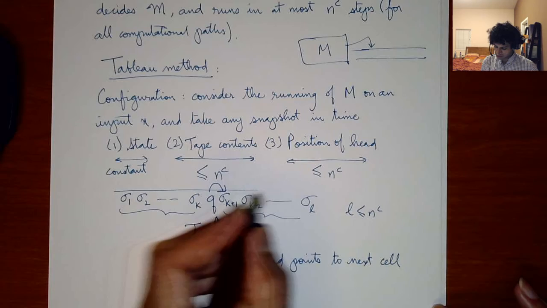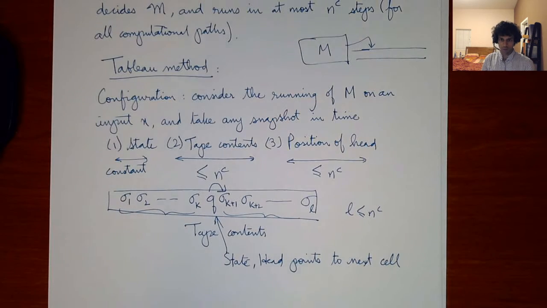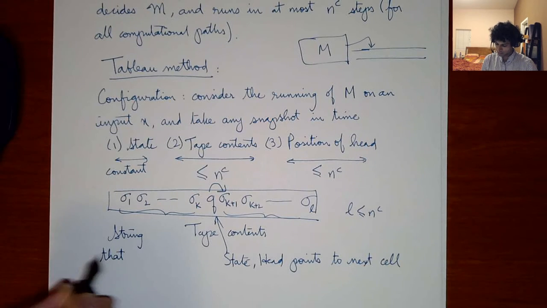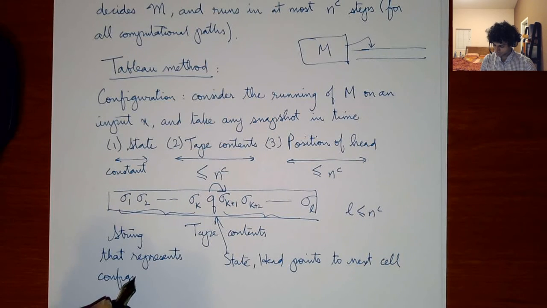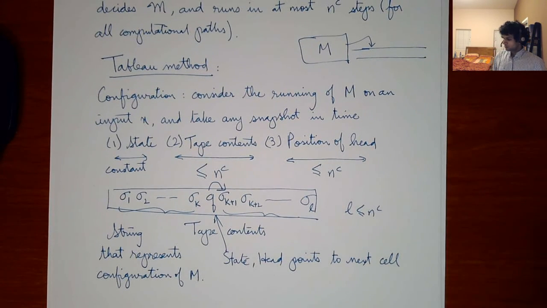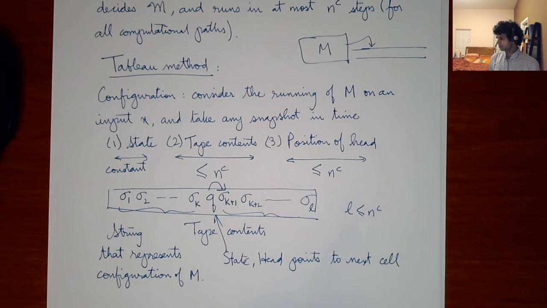So this is a string representation of the configuration of the Turing machine. So there is a string that represents the configuration of M. Do you see that once you give me the string, I know exactly where the Turing machine is, and I can simulate it to the next step? Is this clear?